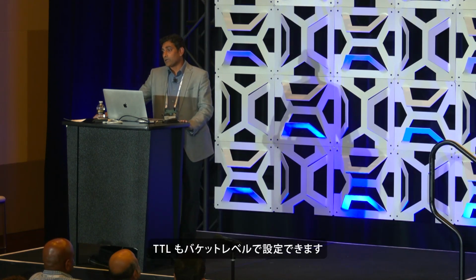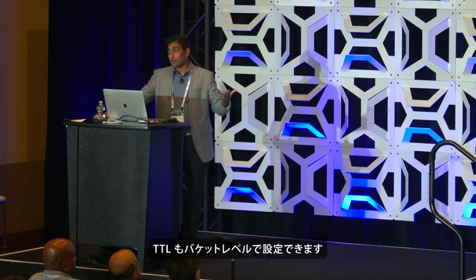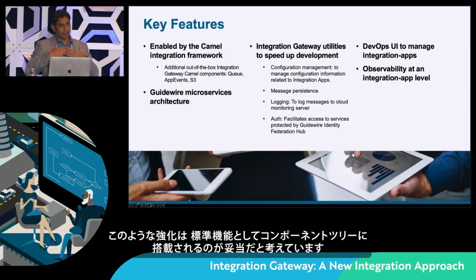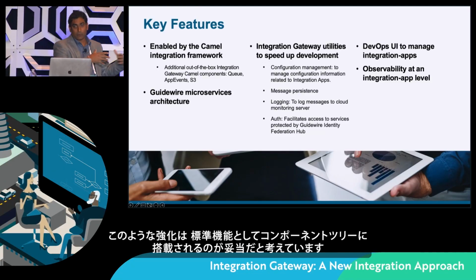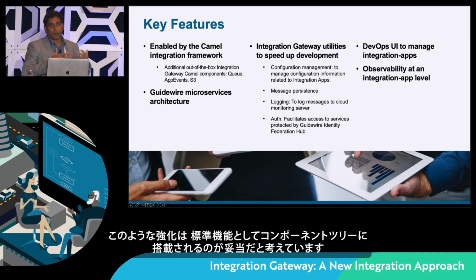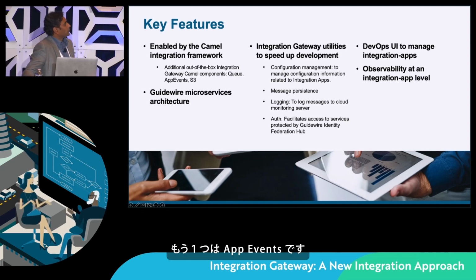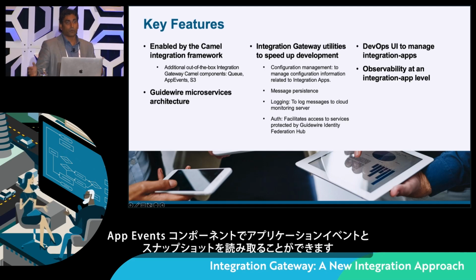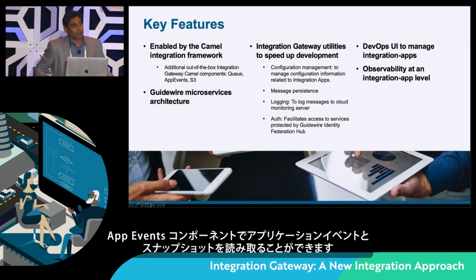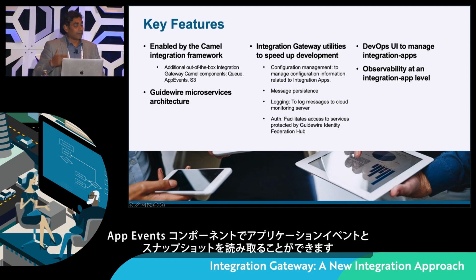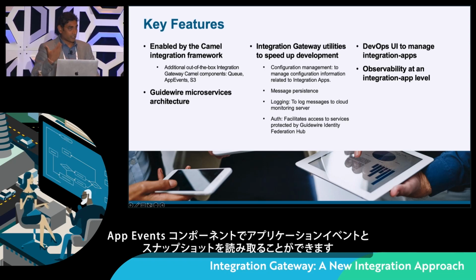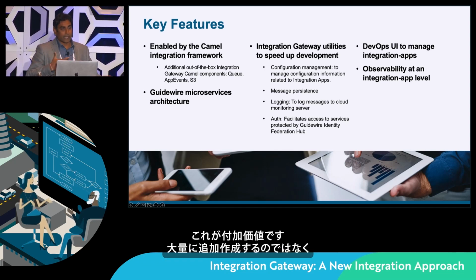We also have time to live. You can set time to live at the bucket level. These are the kind of enhancements, beyond the standard component tree, where we think it makes sense. Another one is app events. If you're working with app events, the app event component can help you read the application events and the snapshots, right? So that's the kind of value.